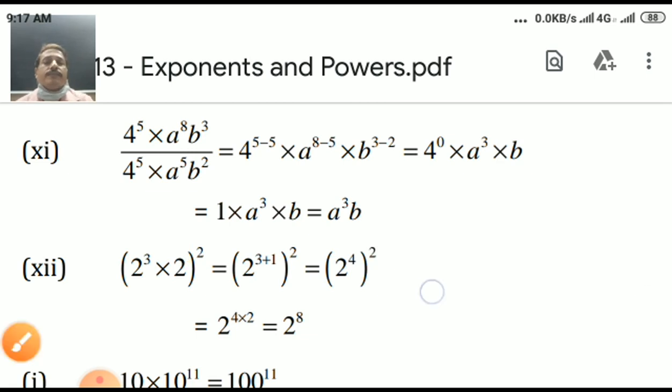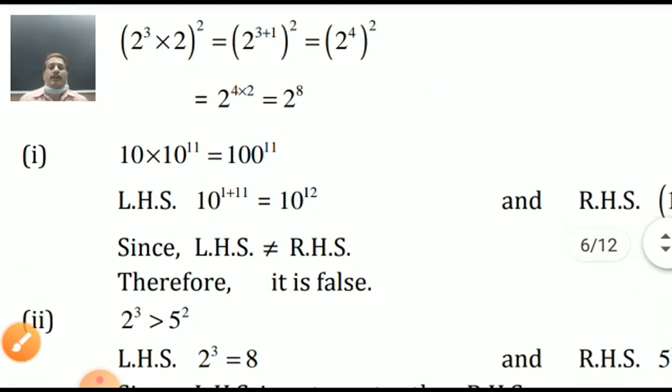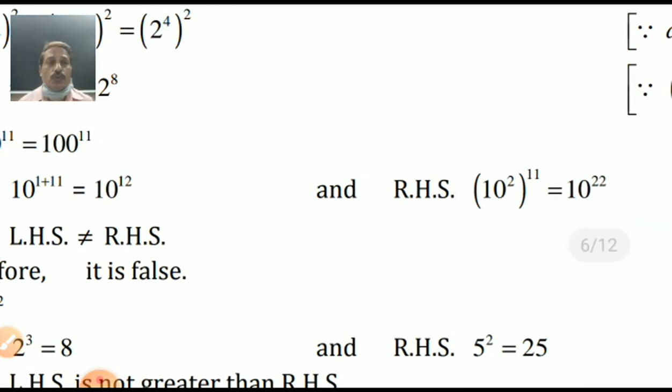Yes. 10 raised to nothing, 10 raised to 1 is there, 10 raised to 11, which gives me 100 raised to 11. Why? 10 times 10 is 100. Is it or not? Yes. So left side, right side we have to check out. Left side my 10 raised to 12, but right side is my 10 raised to 2 raised to 11. Student, here be careful.